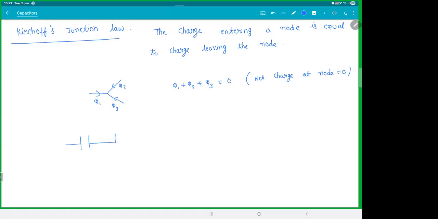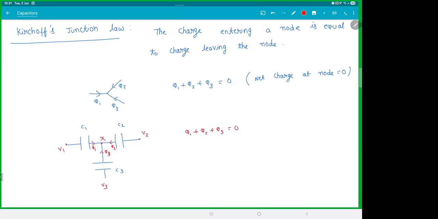Look at the idea here. Suppose you have capacitors like this, C1, C2, and C3. Let's say this voltage is V1, this voltage is X, this voltage is V2, and this voltage is V3. So when you use this junction law, this is what we do. We'll assume let the charge be Q1, Q2, and Q3. Since all the 3 charges are entering the node, Q1 plus Q2 plus Q3 is equal to 0.